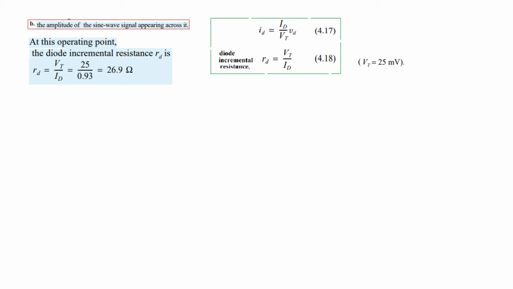Okay, now let's see the B part, that is we have to find the amplitude of the sine wave signal appearing across the diode. We have known this relation, so from here we find the diode resistance or incremental resistance. RD is Vt over ID. Vt we know is 25 millivolt, and ID we calculated in the last slide. This is 0.93 milliampere. So RD will be 26.9 ohms.